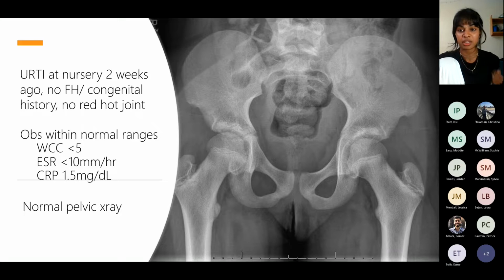You don't have to present it, but anything you've noticed, or what do you think about the X-ray? Anyone? Okay, so yeah, exactly. This is a completely normal pelvic X-ray. There's nothing wrong here. So can anyone tell me what the probable diagnosis is for this child?